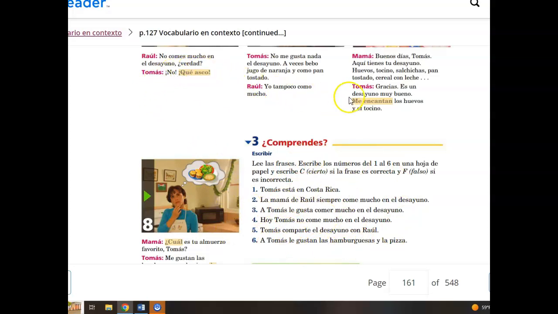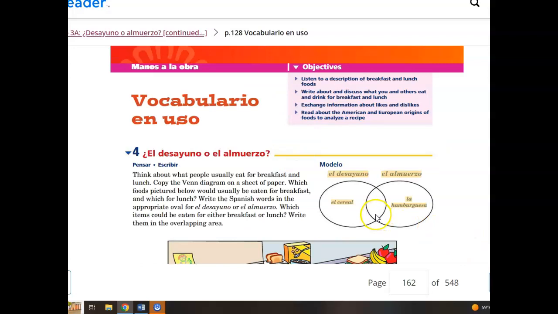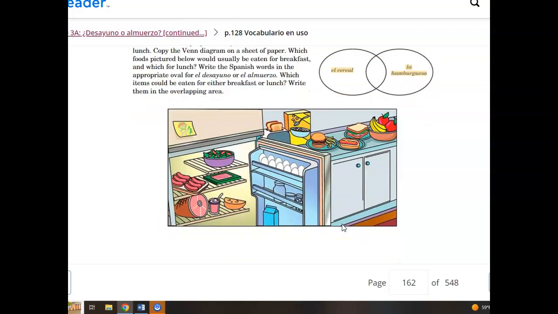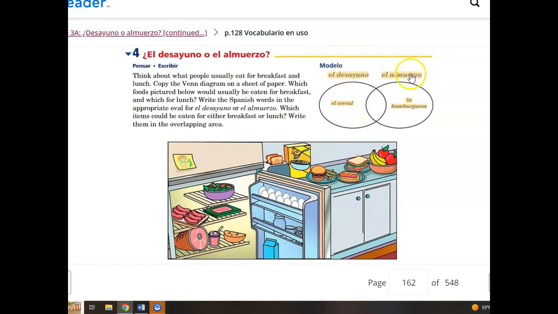You guys are going to follow along in the script and just quite simply indicate as to whether each statement is cierto, true, or falso. And then if it's incorrect, how would you change it to make it read true? Okay, that's on pages 126, 127. As I alluded to before, on page 128, you guys are going to make a Venn diagram utilizing this picture here of a kitchen and what foods pertain to el desayuno and which pertain to el almuerzo, breakfast and lunch.